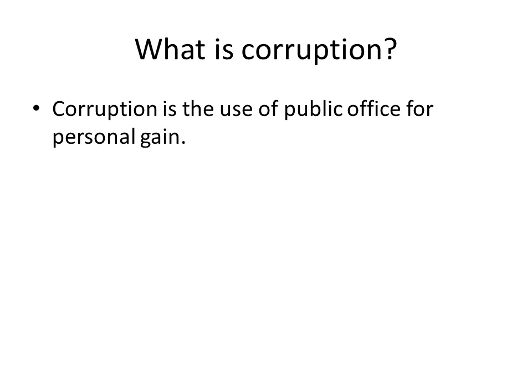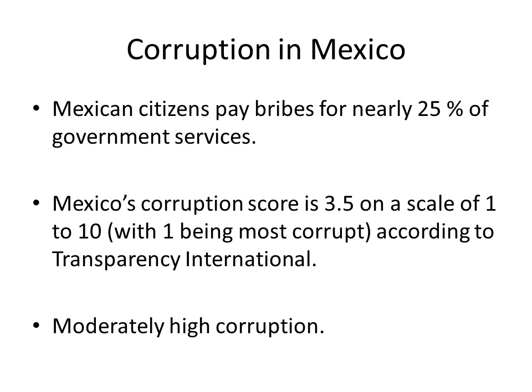What is corruption? Corruption is typically defined as the use of public office for personal gain. Corruption is highly prevalent in Mexico. Mexican citizens pay bribes for nearly 25% of government services according to survey data. Mexico's corruption score is 3.5 on a scale of 1 to 10, according to Transparency International, with 1 being the most corrupt. Relative to other countries, this is moderately high corruption. We also see that Mexico is not a highly developed country. It's a middle-income country. So at first glance at least, we might say that corruption appears to be holding Mexico back to some degree.